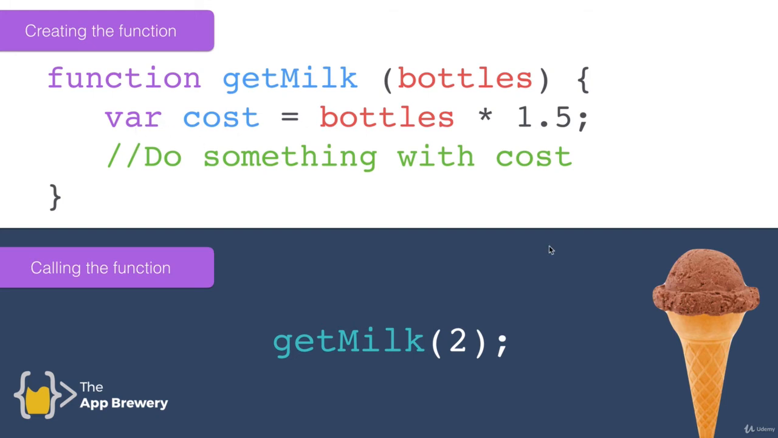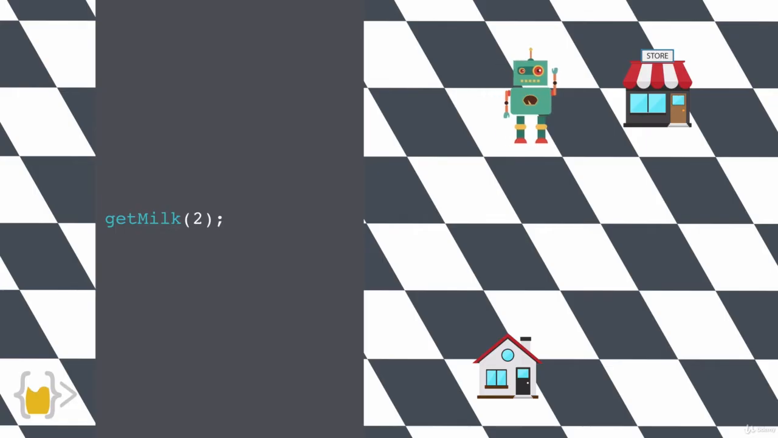And this is the second flavor of functions, which is kind of like the chocolate flavor, right? A little bit better than vanilla. And now when we say get milk 2, our robot knows how many bottles of milk to get. It will also be able to use that number of bottles to calculate how much money it needs to spend at the store and how much change it should get back for its master. So we can use the input inside the block of code.